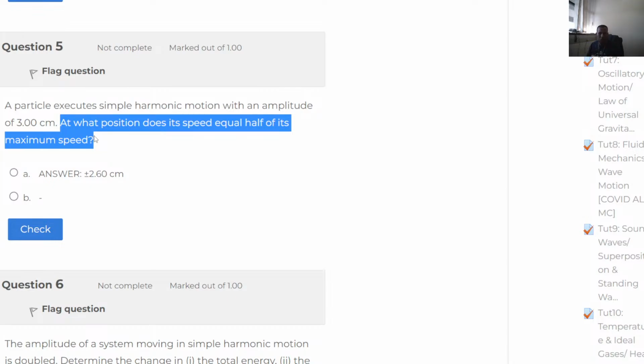The speed at position x is half of its maximum speed. Therefore, you have to think two things here. What is the maximum speed of a simple harmonic motion? And what is the speed as a function of position of a simple harmonic motion? If you have those, it says the speed at a certain position is equal to half of the maximum speed. That's basically what we are up to.